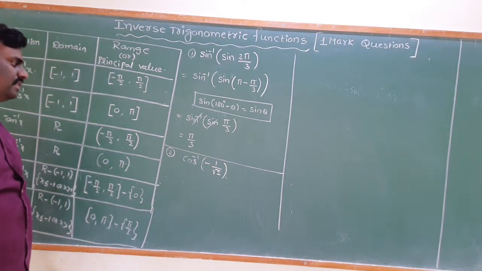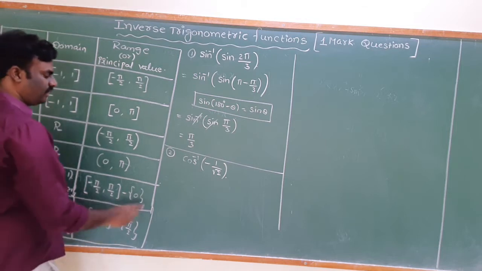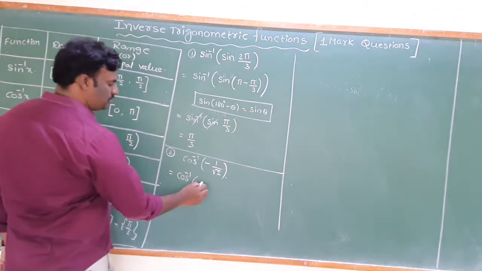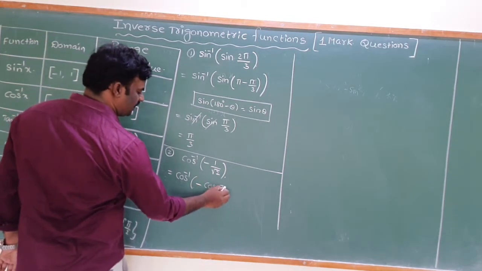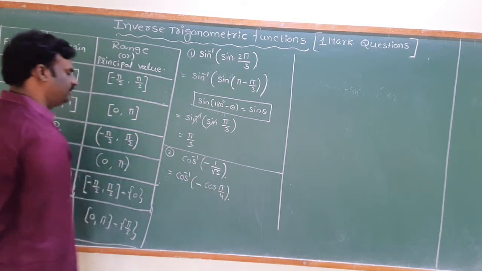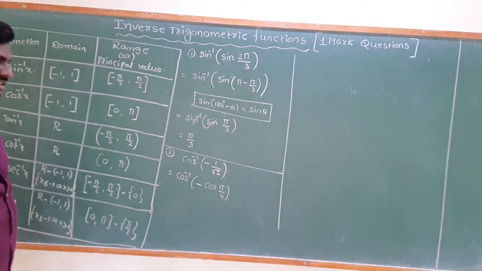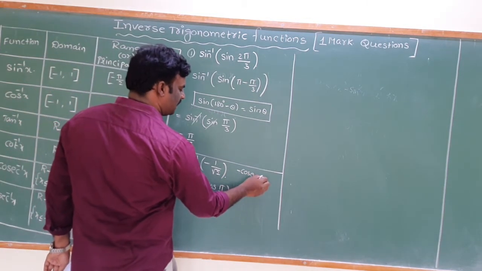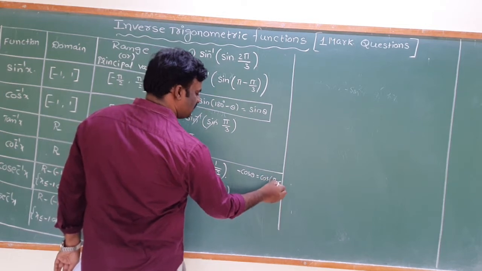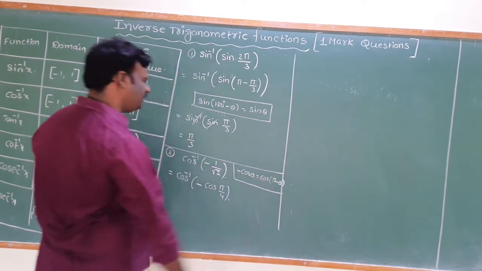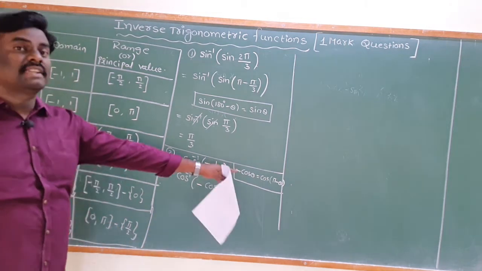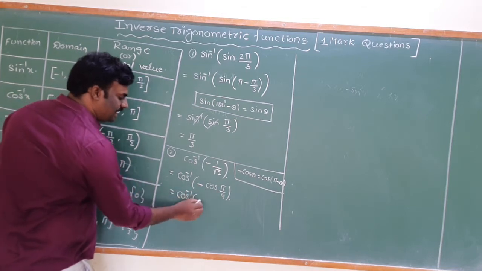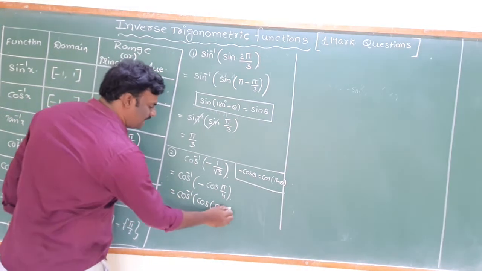Cos inverse of minus 1 by root 2. 1 by root 2 is nothing but cos 45. We have one formula: minus cos theta can be written as cos of 180 minus theta.